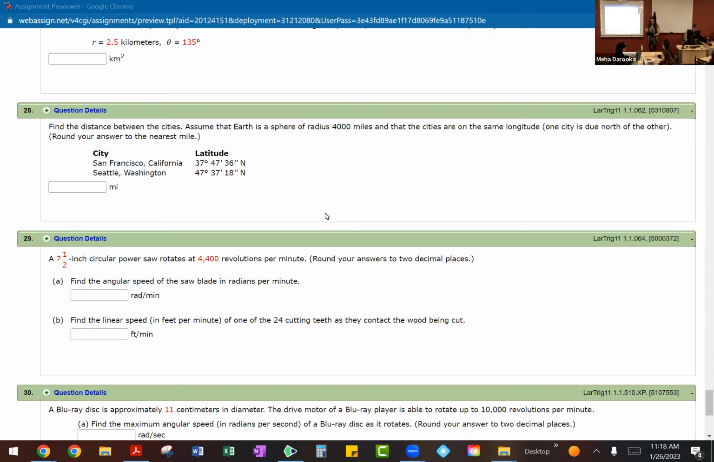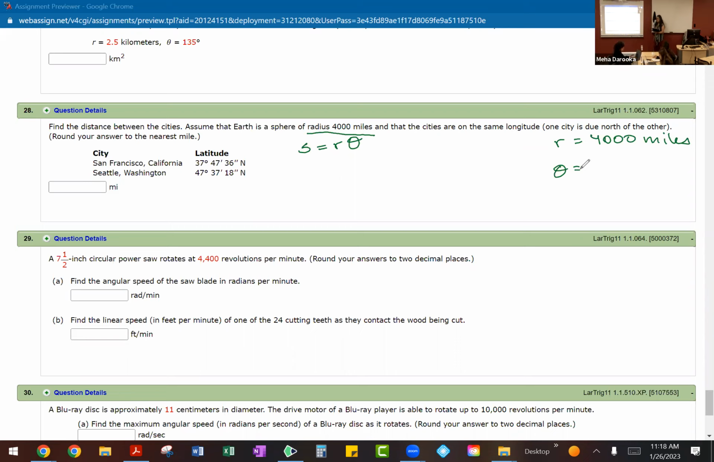So let's take a look. This is going to be S equals R times theta. What do you think the radius is going to be? Yeah, they're giving that to you, right? The 4,000 miles. So that's going to be our radius. Now for the theta, what do you think we need to do?